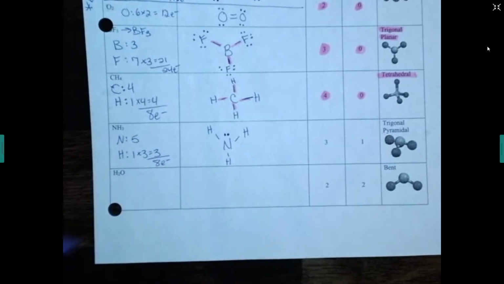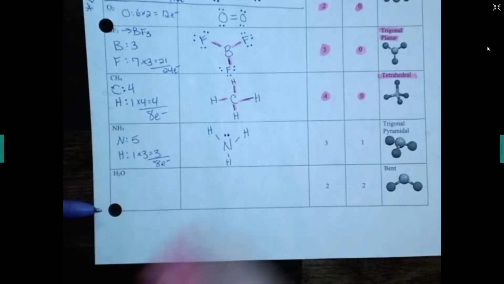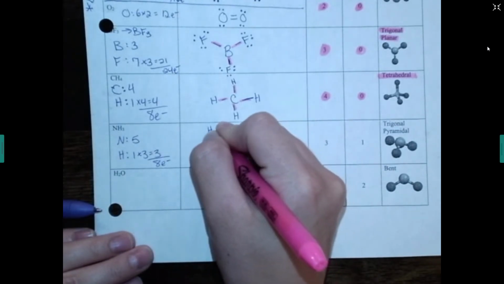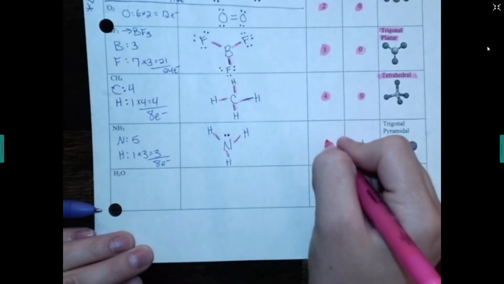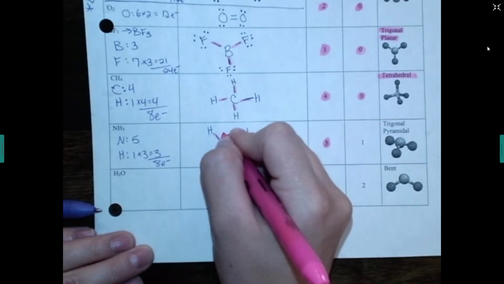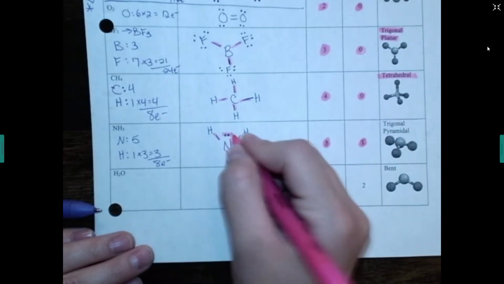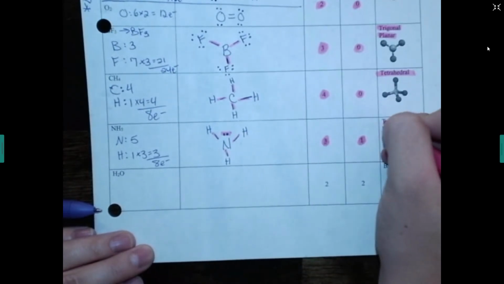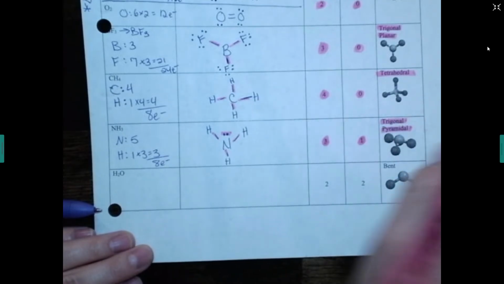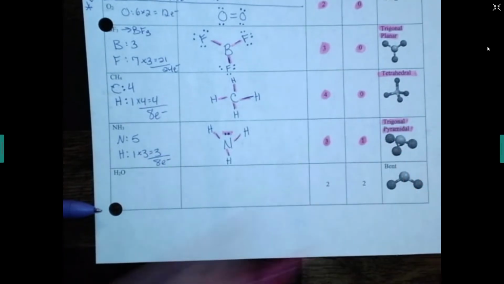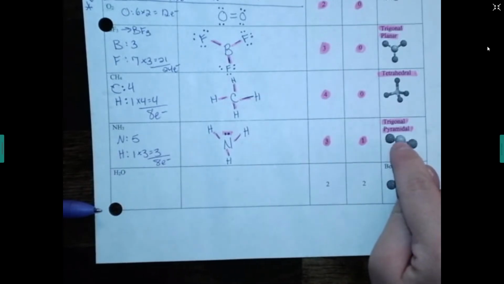Now, let's look at my central atom, which is nitrogen. I see 1, 2, 3 bonds, and I see 1 lone pair. Whenever you have 3 bonds and 1 lone pair around your central atom, it's called trigonal pyramidal. Trigonal pyramidal. It kind of makes a pyramid shape. Okay? And this is what it would look like 3-dimensionally.